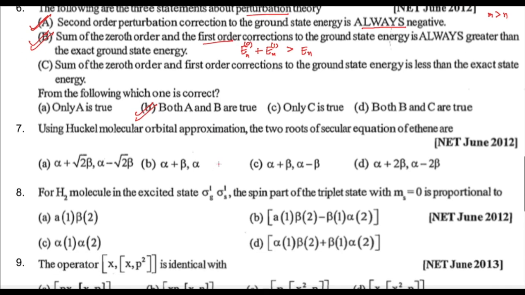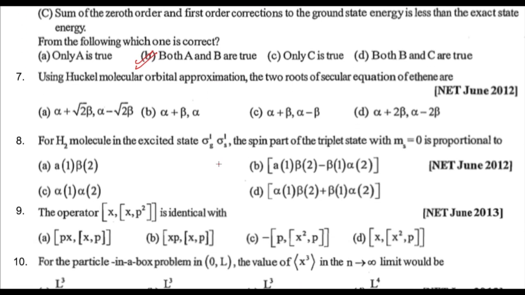In the next question, it says: using the Hückel molecular orbital approximation, the two roots of the secular equation of ethene are. So you have to tell which are the two roots of the secular equation for the ethene molecule. I have made a video on Hückel molecular orbital theory also, on how to find the roots of any molecule, whether it is cyclic or acyclic.